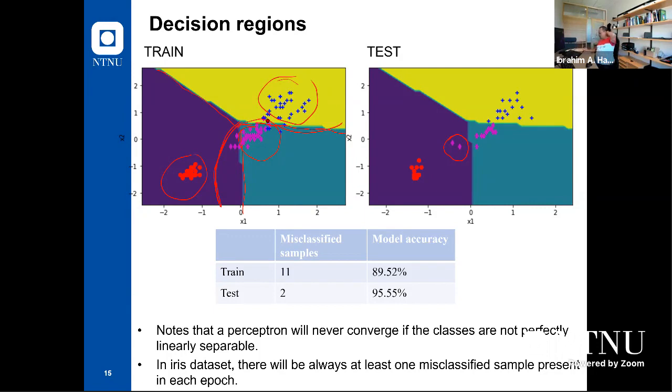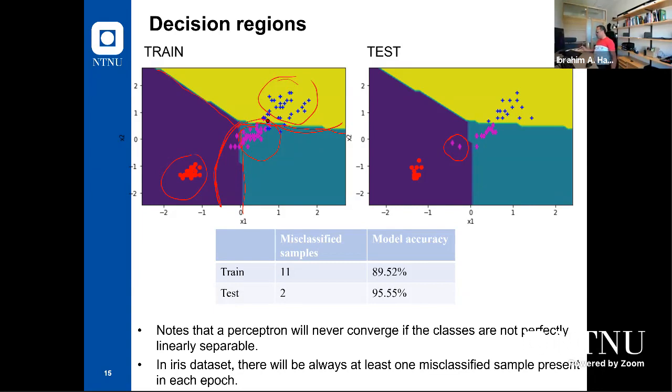So anyway, the perceptron will never converge if the classes are not perfectly linearly separable. In the Iris dataset, there will always be at least one misclassified sample present in each epoch. It will be impossible because we have some kind of overlap. So it will be hard to find a decision line linearly because it's not exactly linearly separable, in fact.